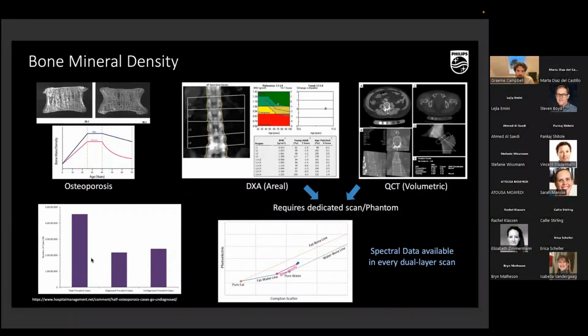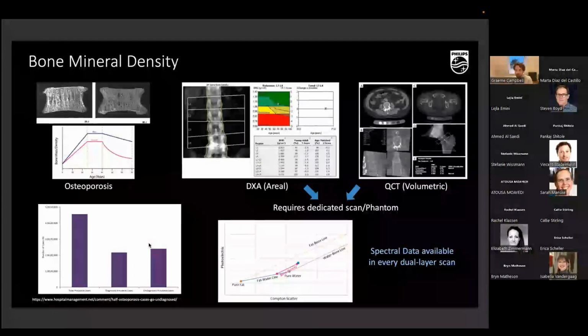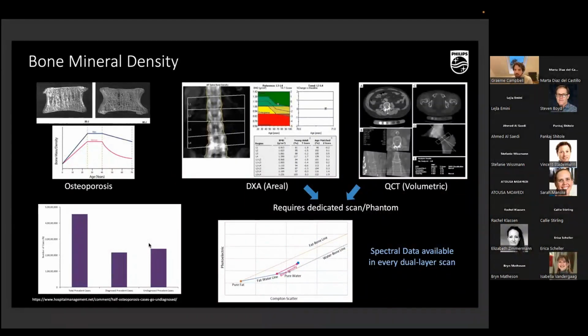But this is what I was alluding to. Right around half the people that have osteoporosis don't know it. And there are other studies, I don't have it here, that have shown a really high percentage of people that are getting a CT scan for something, if they went back and looked to see, does this person have a fracture even, or do they have osteoporosis? And they did.